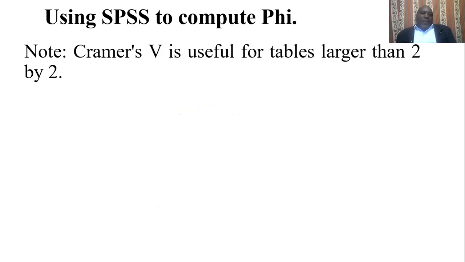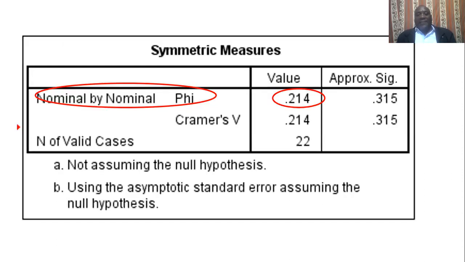Note, Cramer's V is useful for tables which are larger than 2 by 2. Remember that we said that for phi, we must have 2 dichotomous variables. But if we have a variable that is larger than 2, then we are able to use Cramer's V in order for us to get the value the way we are able to get it in this lesson.